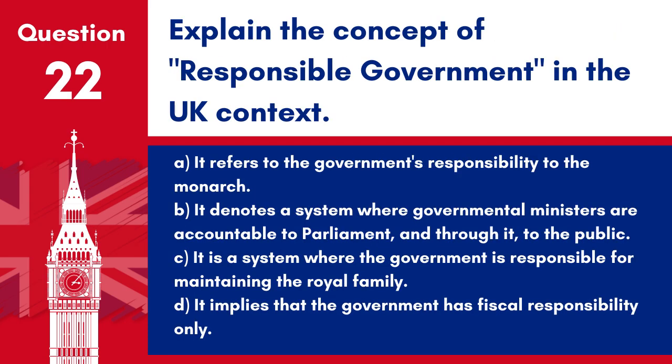Question 22. Explain the concept of responsible government in the UK context. A. It refers to the government's responsibility to the monarch. B. It denotes a system where governmental ministers are accountable to Parliament and through it to the public. C. It is a system where the government is responsible for maintaining the royal family. D. It implies that the government has fiscal responsibility only.